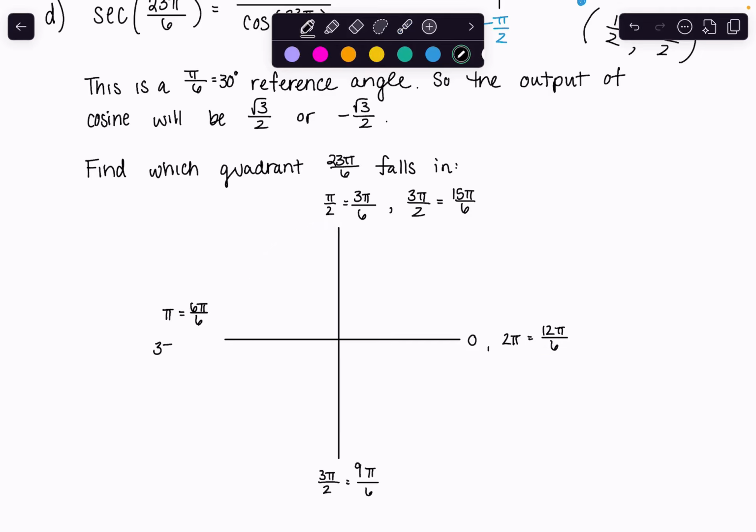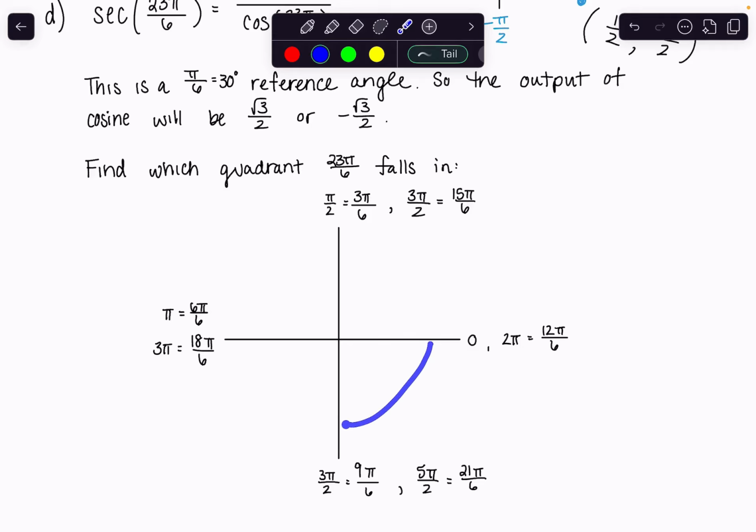This would be 3 pi, which again, just add 3 pi over 6 to this. That's 18 pi over 6. 23 still does not fall in between these. So go forward another 3 pi over 6. That would be 5 pi over 2 as a simplified angle, but that would be 21 pi over 6. And I'm closer now. I have 23 pi over 6 as my angle.